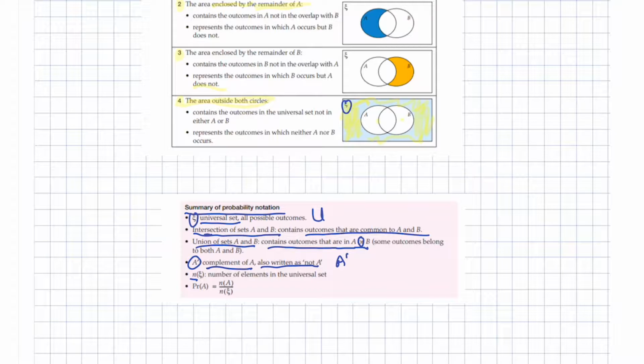Small n and zeta in parentheses shows you the number of elements in the universal set, which means all the elements enclosed inside the rectangle. So n stands for number. The probability of event A is equal to the number of outcomes of A divided by the total number of possible outcomes.